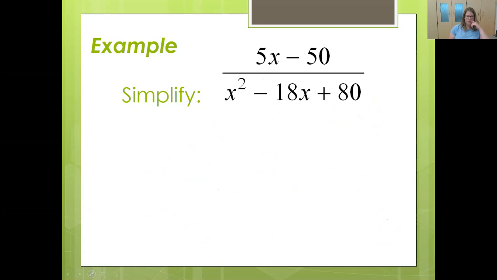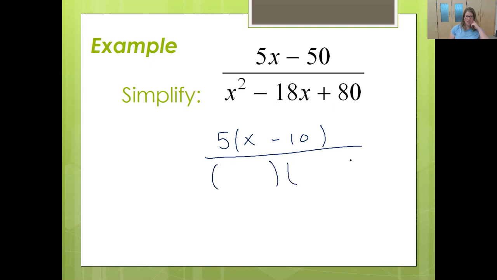So let's try one more, last one. So on this one, on the top, I have 5x minus 50. So I see that they have a common factor of 5. So I'm going to pull that out. So anytime you have a rational expression that you're trying to simplify, you would want to start by making sure everything is as factored as possible, right?